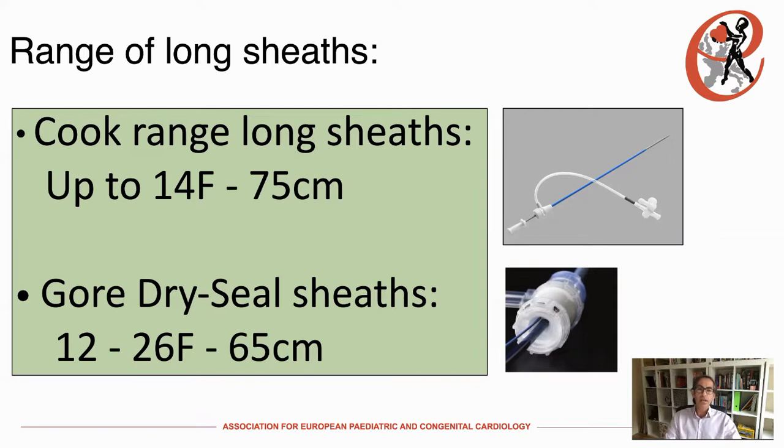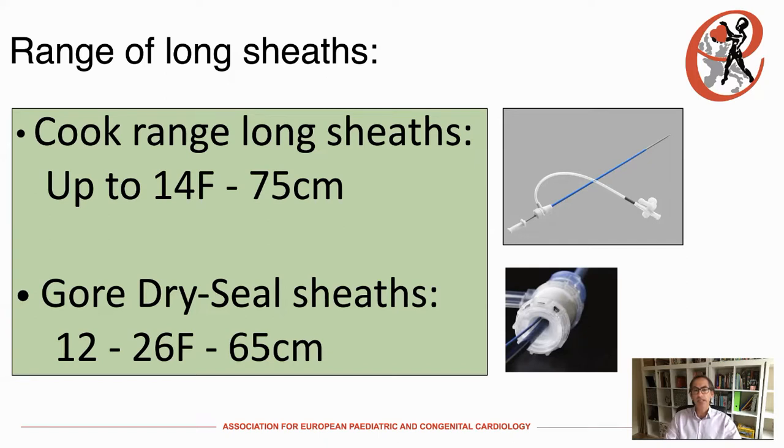process. The long Gore DrySeal sheaths are a relatively new option. They are shorter compared to the long Cook sheaths at 65 centimeters, so they can be short in tall teenagers and adults, especially if you need to reach the distal PAs. They go from 12 French up to 26 French with 2 French increments, because in our case, we do perform pediatric and adult cases. We store almost all the sizes.